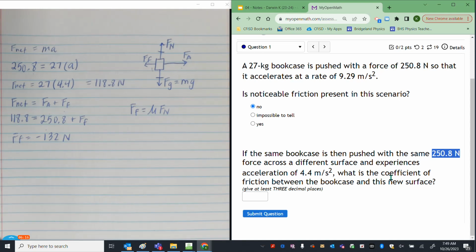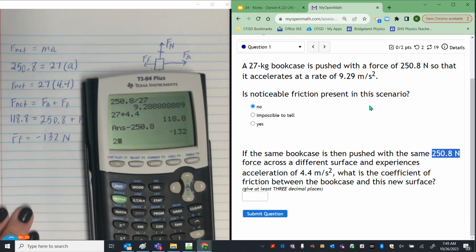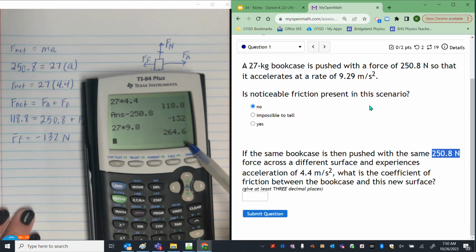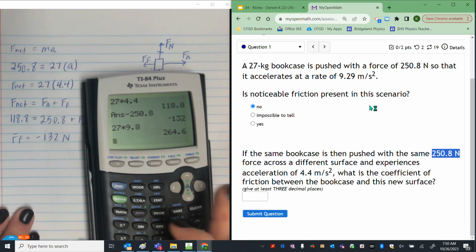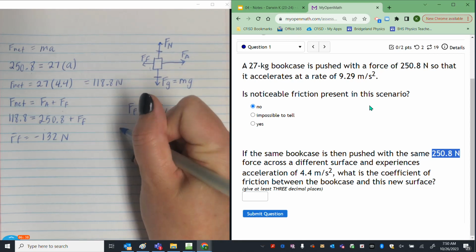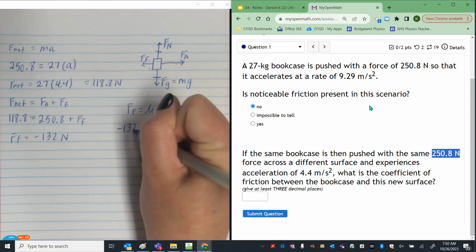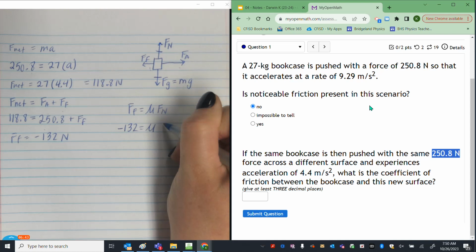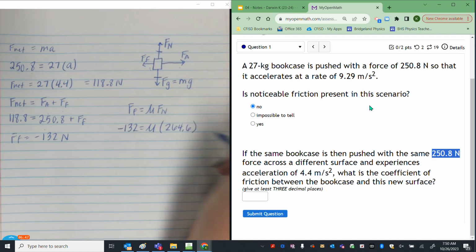So you would take that 27 that's in the question and multiply it by 9.8, and that would give you your force of gravity, 27 times 9.8. It also gives you your normal force. They're both 264.6 newtons. And again, they're the same because we don't have any vertical acceleration. So now we're going to plug into this equation. Force of friction, negative 132, equals mu times my normal force, 264.6.